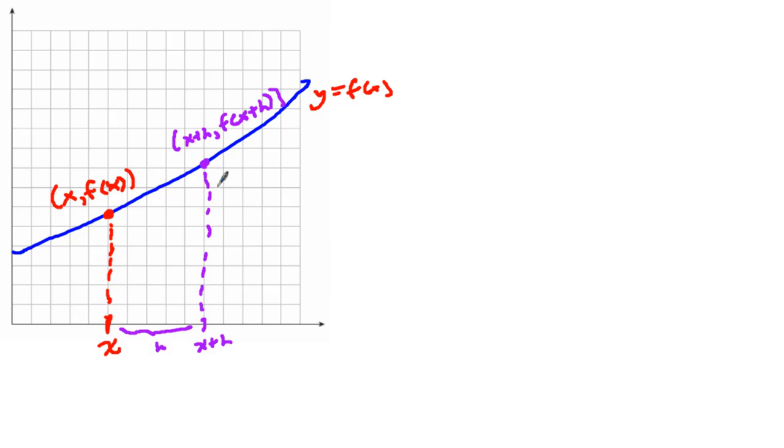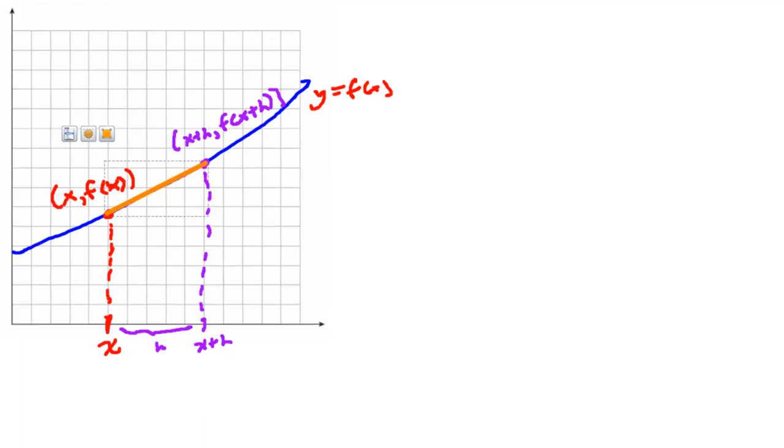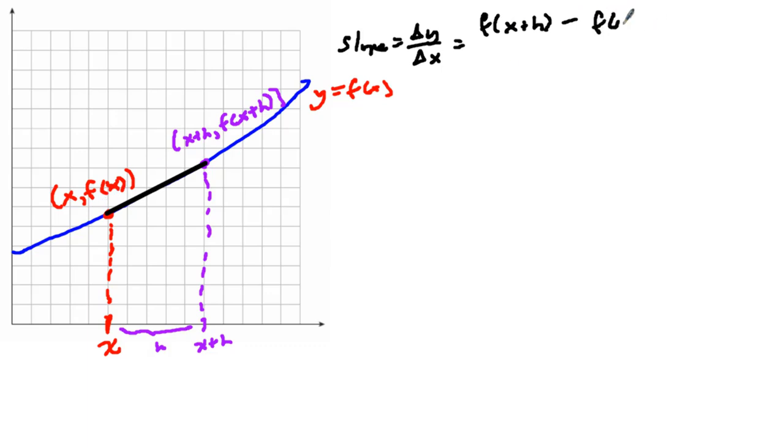And so what I can do between these two points is I can find the slope of the secant line here. Okay, and so if I wanted to find the slope of the secant line, how do I find slope? Slope is equal to the change in y over the change in x. So the slope of this line would be this purple value's y value, which is f of x plus h, minus the y value over here of the red point, f of x, over the change in the x, which is x plus h minus x.